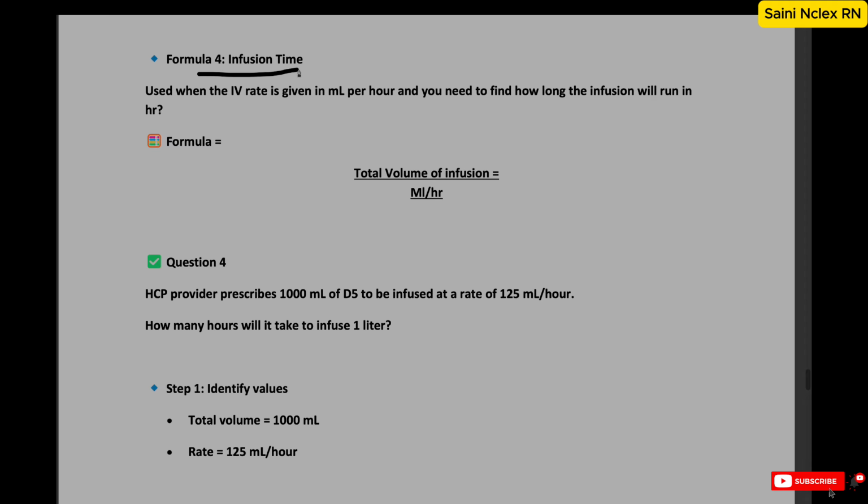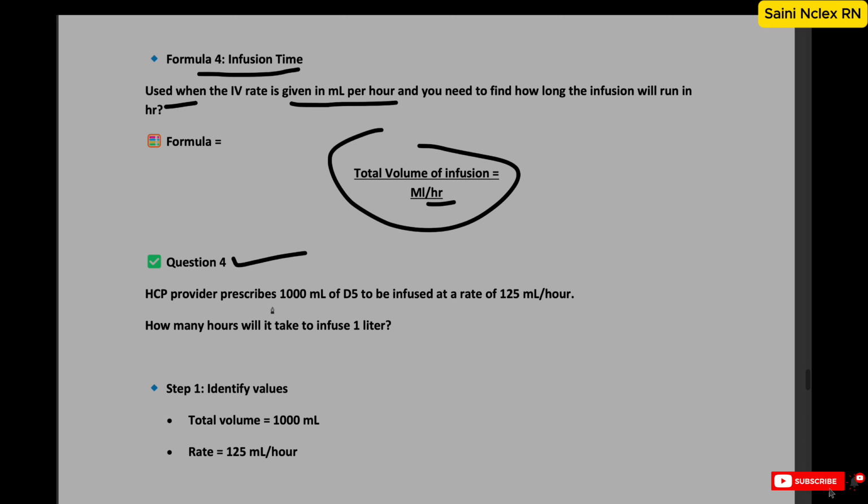Formula number 4, infusion time. We use this formula when the IV rate is given in ml per hour and you need to find how long the infusion will run in hours. This formula is so simple and this is my favorite. Total volume of infusion divided by ml per hour. So let's practice a question by using this formula.